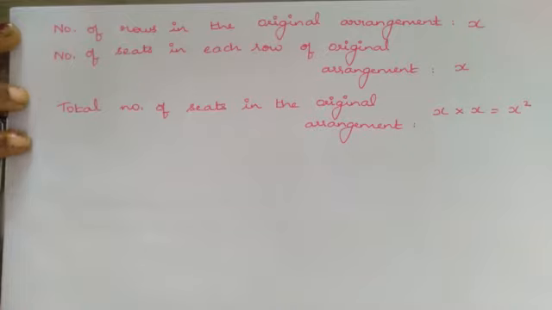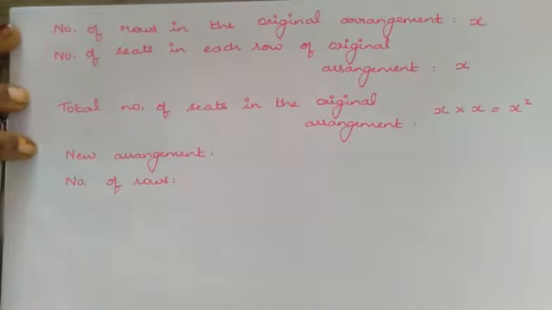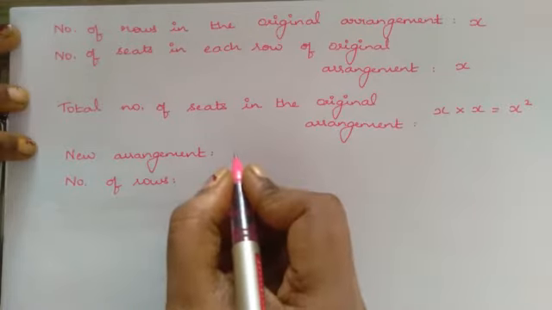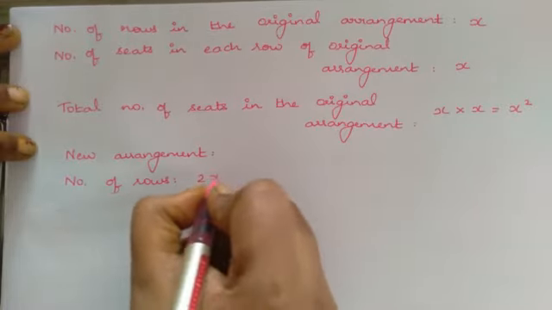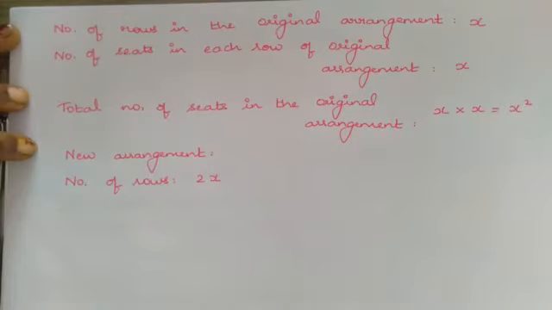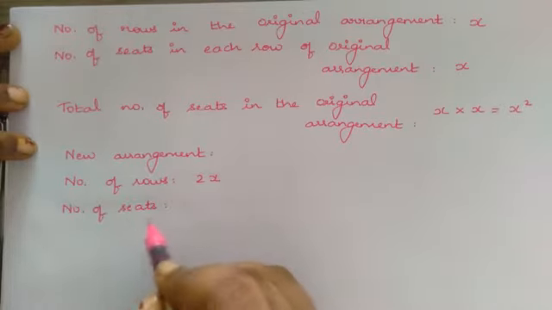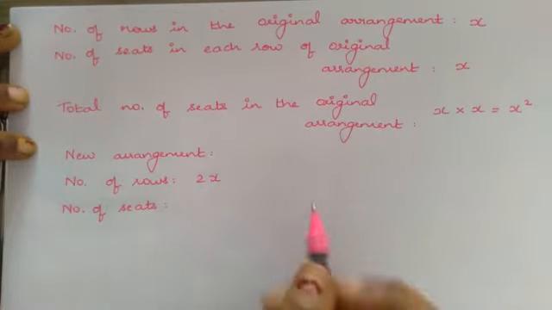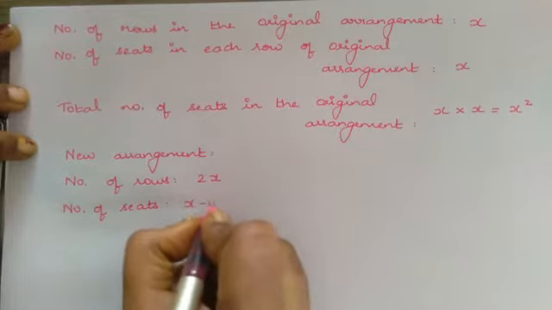Now what has happened in the new arrangement? The number of rows is doubled. The number of rows here is 2 times the original arrangement's number of rows, so 2x. The number of seats in each row is reduced by 10 from that of the original arrangement, so this will be x minus 10.